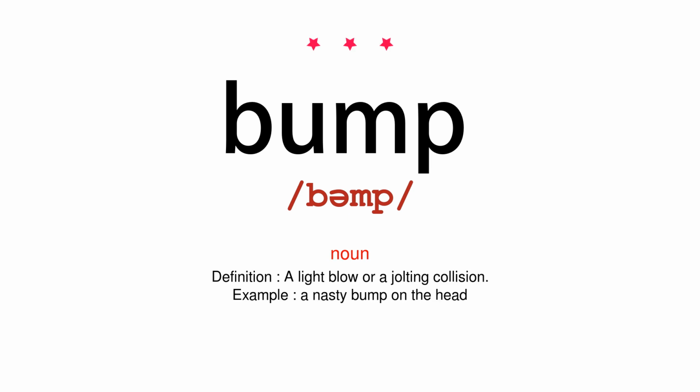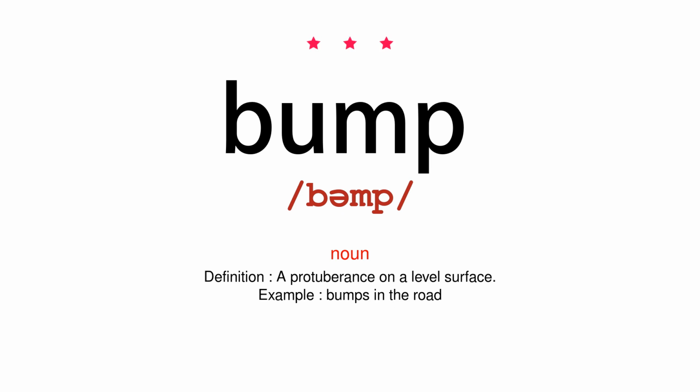Noun. Definition: a light blow or a jolting collision. Example: a nasty bump on the head. Noun. Definition: a protuberance on a level surface. Example: bumps in the road.